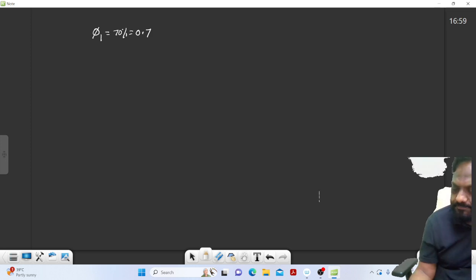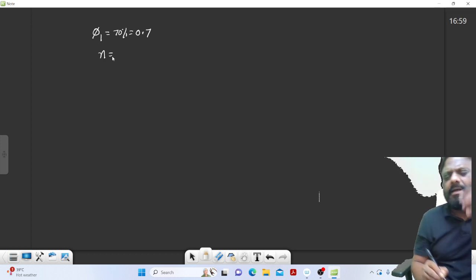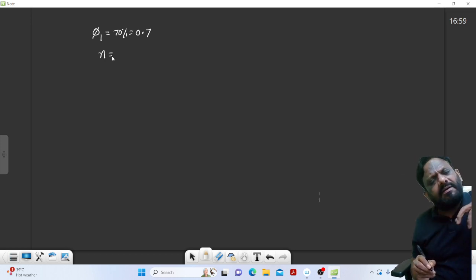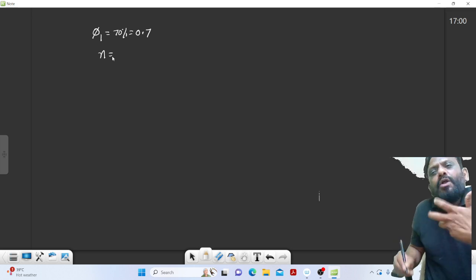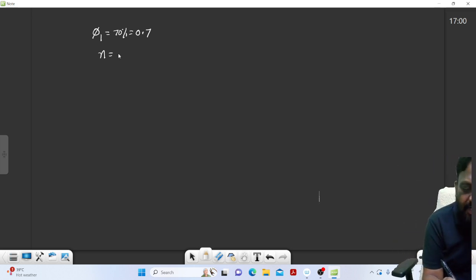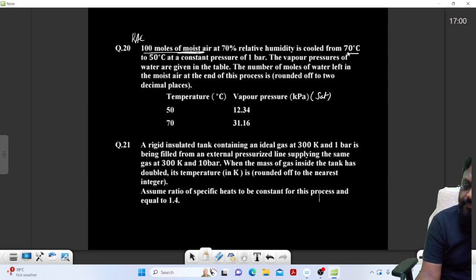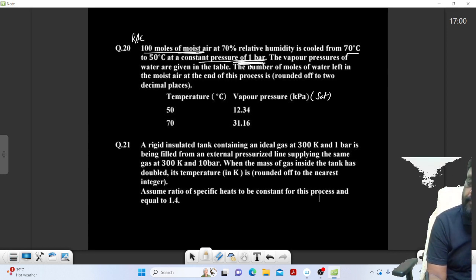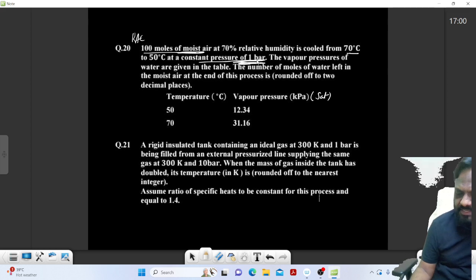First, what is the relative humidity initially? It is 70%, so I write this as 0.7. And how many total moles? 100 moles of moist air. Moist air means dry air plus water vapor. What do we have in dry air? Oxygen, nitrogen, helium, all these. So total moles given is 100. Now, it is cooled at a constant pressure of 1 bar. The total atmospheric pressure is 1 bar, that is 100 kilopascal. That is fixed.